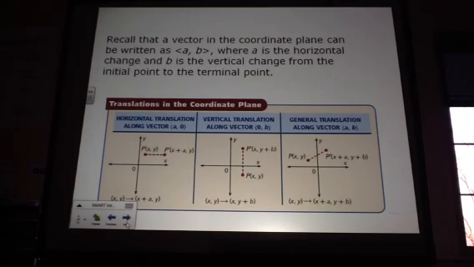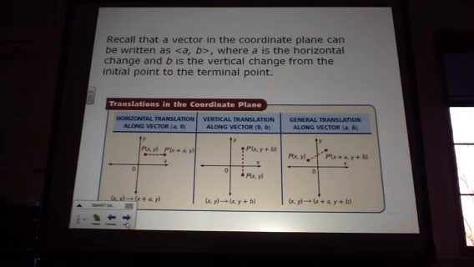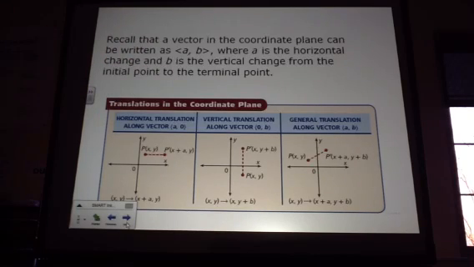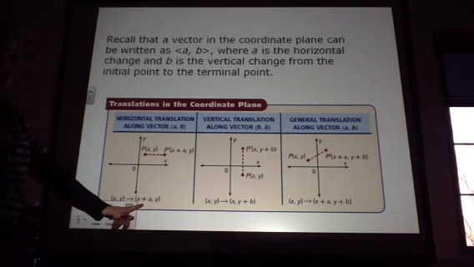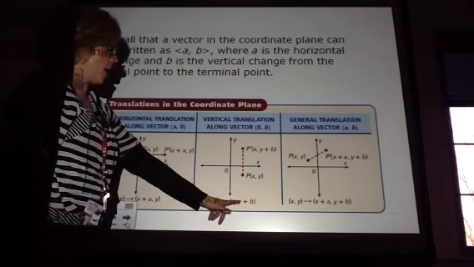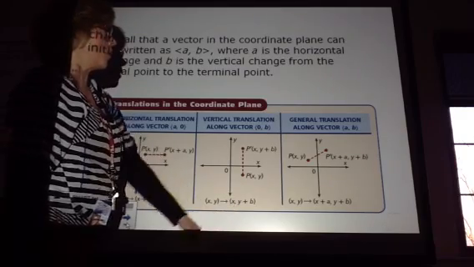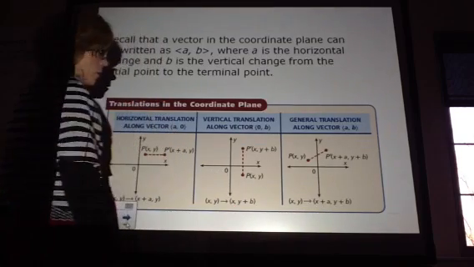Okay, recall that a vector in a coordinate plane can be written in component form as <a, b>. Remember, a is your horizontal distance, b is your vertical. All right, and we start with the initial point and end up at the terminal point. So, horizontally, you're adding a value to your x coordinate. Vertically, you're adding a value to your y coordinate. And then a general translation would be where you're adding a value to your horizontal and vertical coordinate.